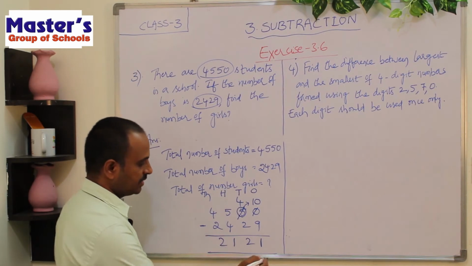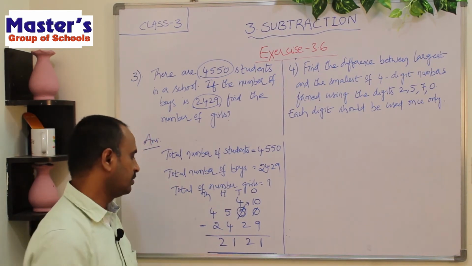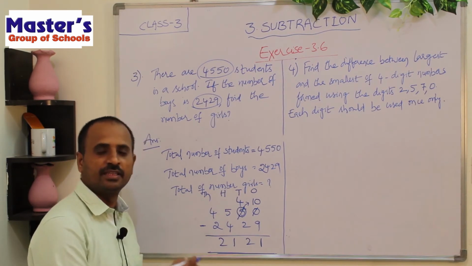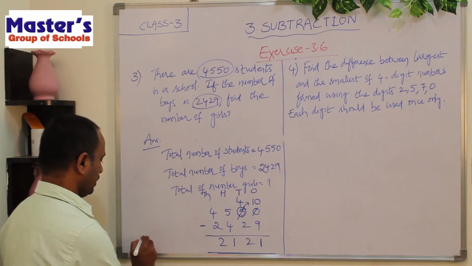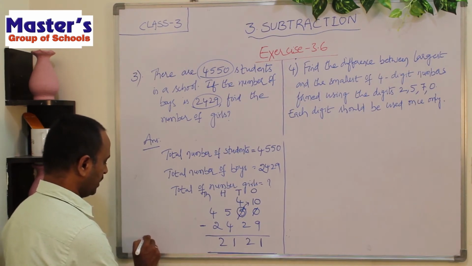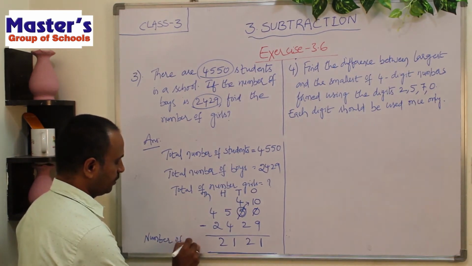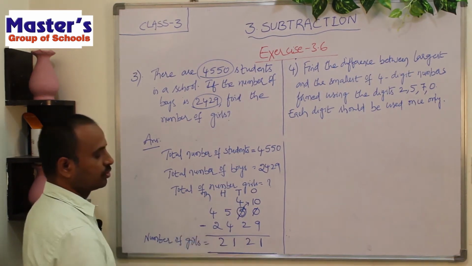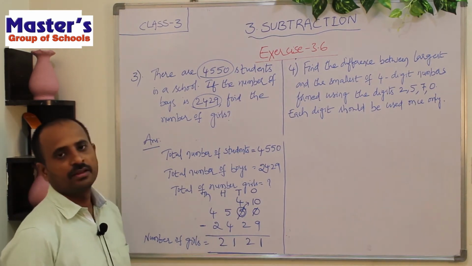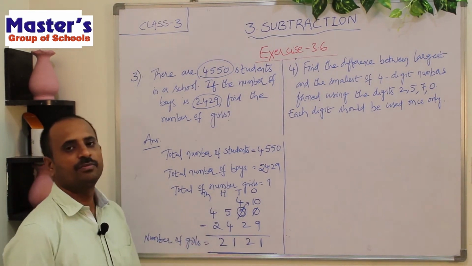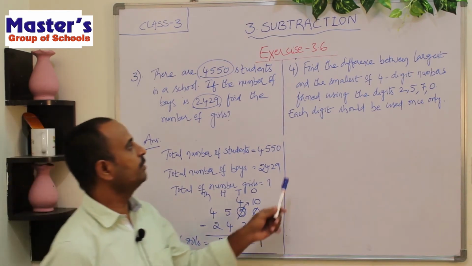So children, the answer is 2121. So the number of girls in that school is 2121. So the total number of girls is 2121. So in this way we can find the total number of girls from the total students in that school. Now go to the next problem.